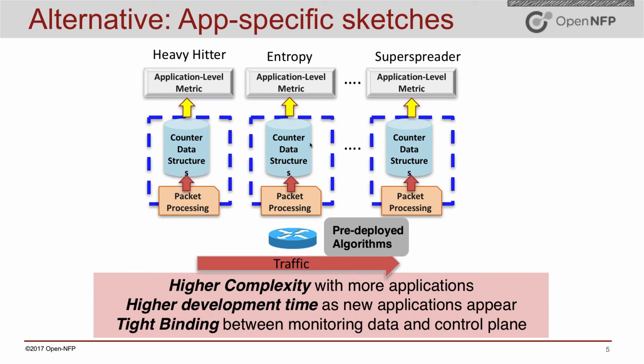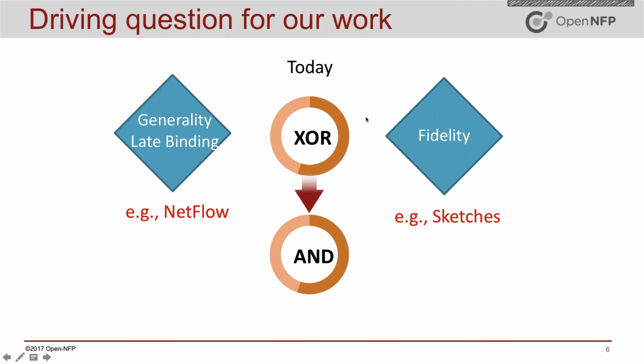This brings us to the driving question for our work: today there's this fundamental disconnect. You can either have a general algorithm like Netflow, or you can have these high-fidelity sketches. It's like an exclusive or. You can have either generality or fidelity, but not both. The driving question for our work is, can we move away from this exclusive-or world into an and world? Can we have generality and fidelity at the same time? If you can do that, that would be a game changer in the network monitoring world, because you can now have a general-purpose and high-fidelity algorithm at the same time.